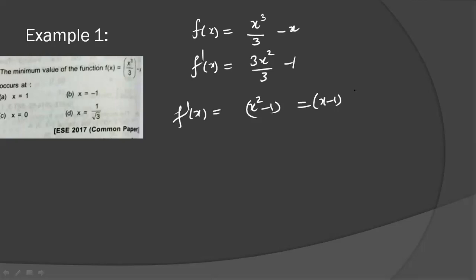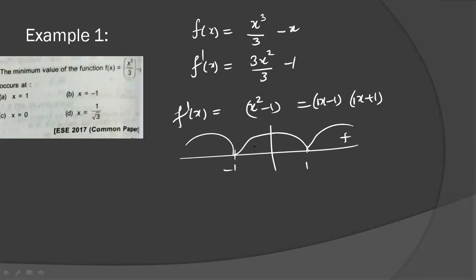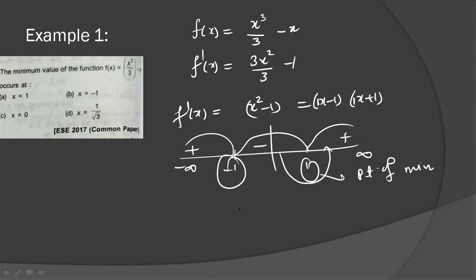It can be written as (x minus 1)(x plus 1). You can see both the variable coefficients are positive, so you can draw the wave graph here: 1, minus 1, 1. Plus, minus, plus. Lecture 14 is very important. Now see, change of minus to plus, this is a point of minima. This is the point of maxima, local. Point of minimum is x equal to minus 1.